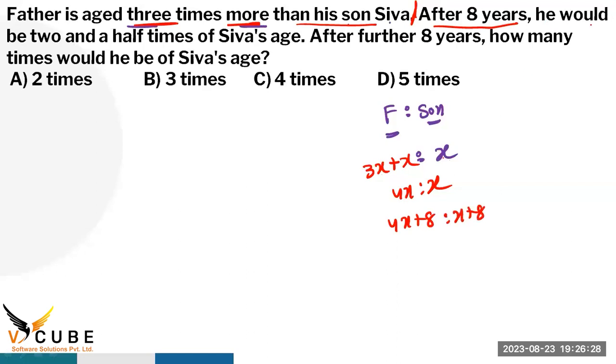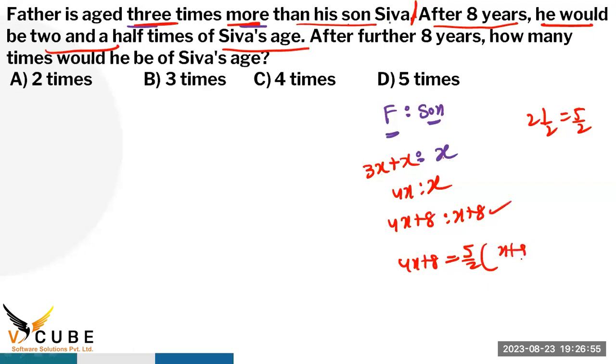4x plus 8 is father's age after 8 years. So 4x plus 8 is equal to 2.5 times, that is 5/2, into Shiva's age after 8 years. Shiva's age is how much? x plus 8. So 2 into 4x plus 8 is equal to 5 into x plus 8.